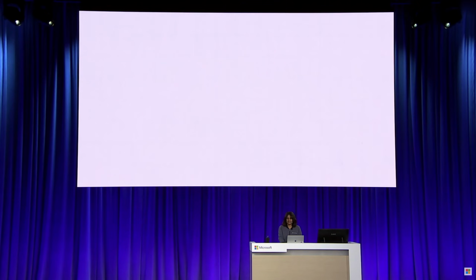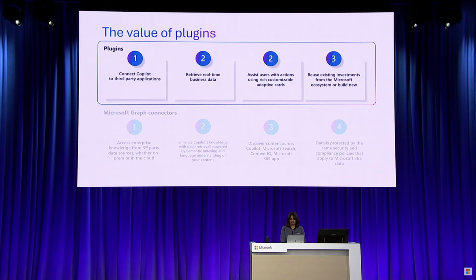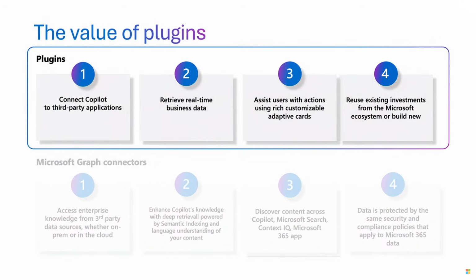Now, to wrap it up, let's think about what value plugins bring. You can connect Copilot to your third-party application. You can retrieve real-time data, like the product information, stock information, something you need up-to-date information about. And then you could also help your users take action then and there in the conversation with Copilot. And obviously, probably the most important is if you already have a message extension, you could reuse those technical investments and create a plugin without doing anything from scratch. Of course, you can do it from scratch too.